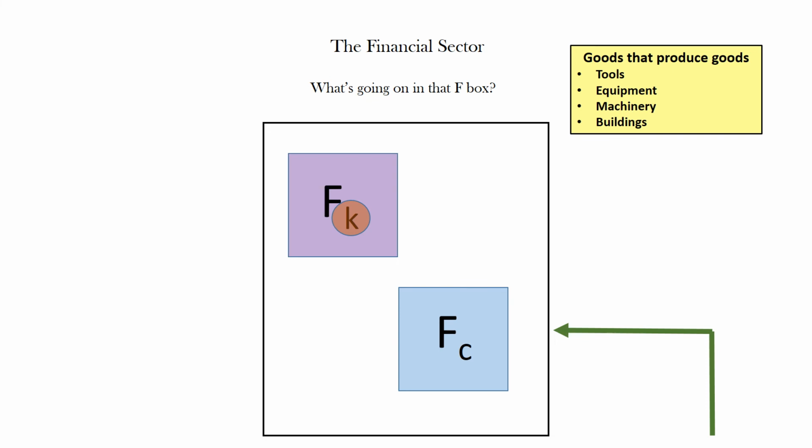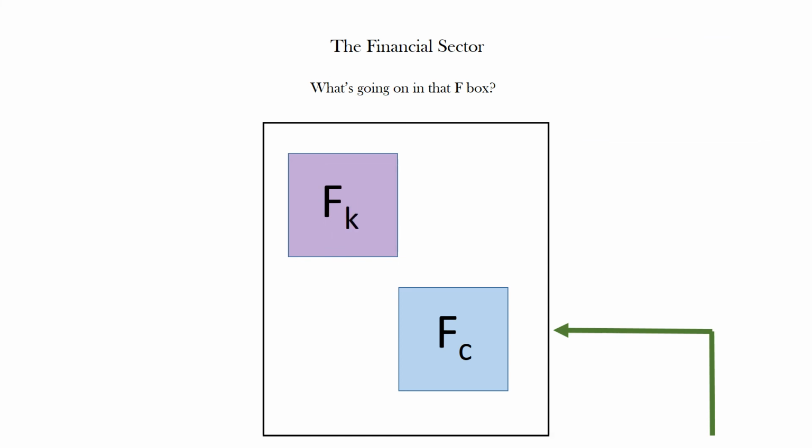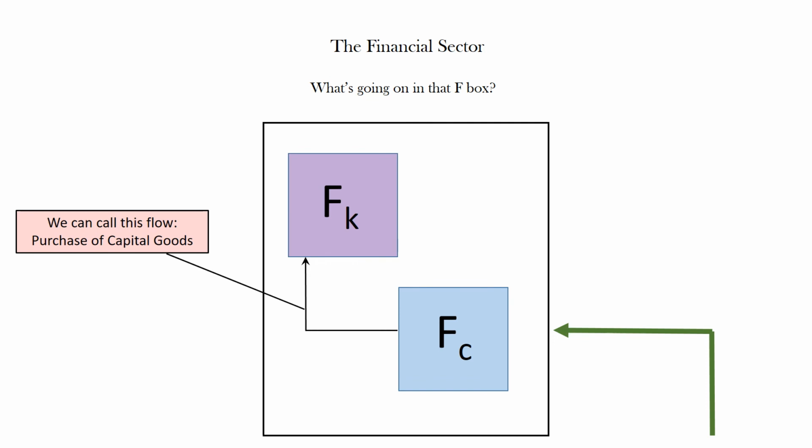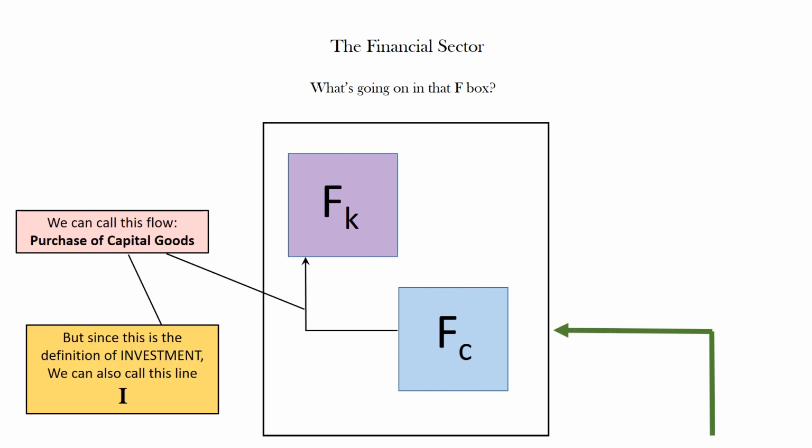Firms in the F sub C box produce widgets and zerks. Firms in the F sub K box produce widget-making machines, zerk-making machines, as well as dump trucks, warehouses, jackhammers, assembly lines, and the list goes on. The firms that produce consumer goods must purchase capital equipment from the firms that produce capital goods. There's the flow of money from F sub C to F sub K to purchase those capital goods. Since investment is defined to be the purchase of capital goods, we'll call the flow of money from F sub C to F sub K to purchase those capital goods investment, or we'll simply label it I.